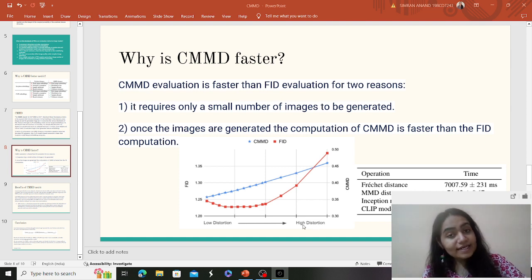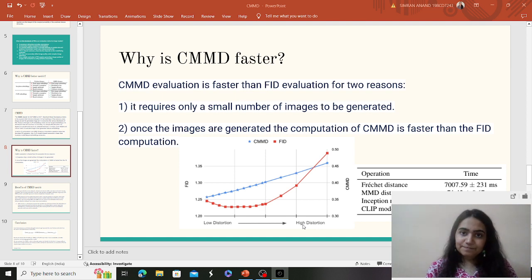If the quality of the image is decreasing, we would say that FID should be more, because the higher the distance, the lower the model performance, right? They are inversely proportional. FID as well as CMMD, these are distance metrics. So they go hand in hand.